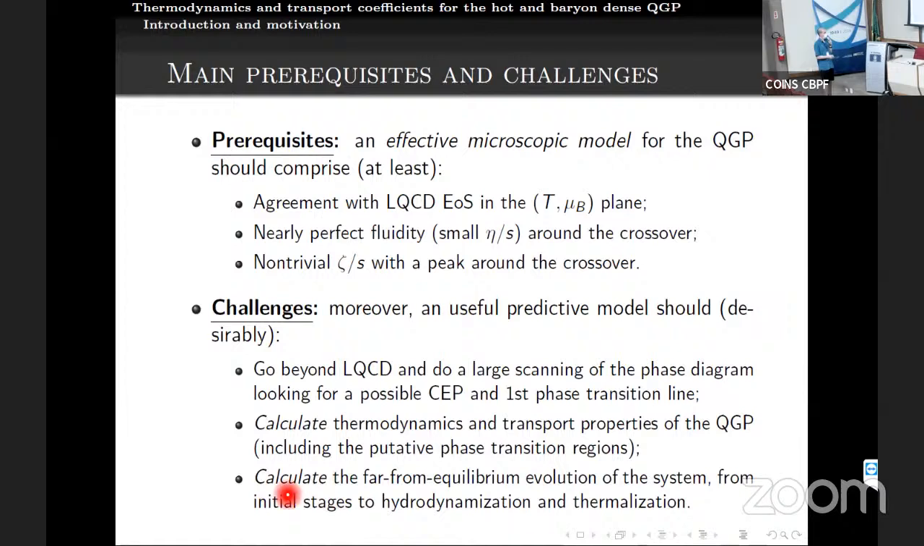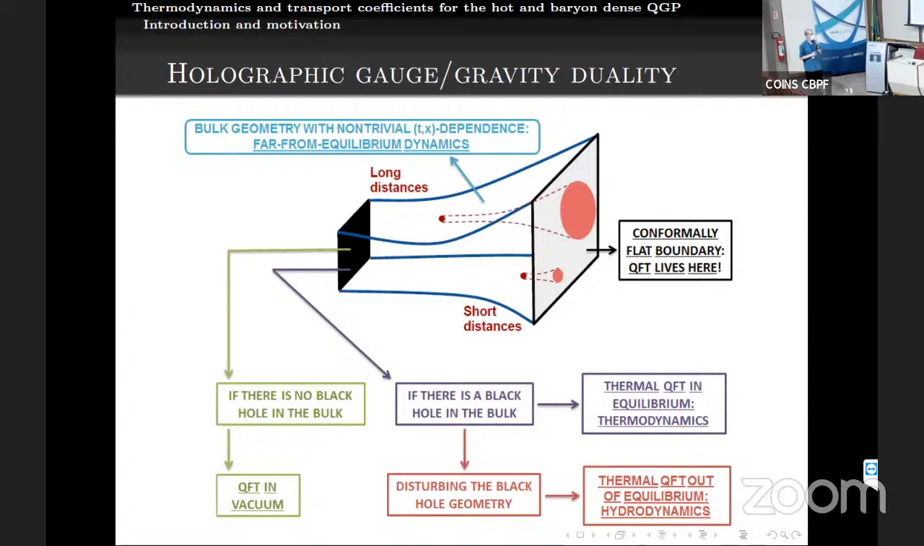We should be able also to calculate far from equilibrium evolution of the system, from initial state to hydrodynamization and thermalization, okay? But this is very difficult to do. So the tool I'm going to employ here to try to construct a microscopic effective model for the quark-gluon plasma is the holographic gauge-gravity duality. And it has been explained by Professor Nelson before.